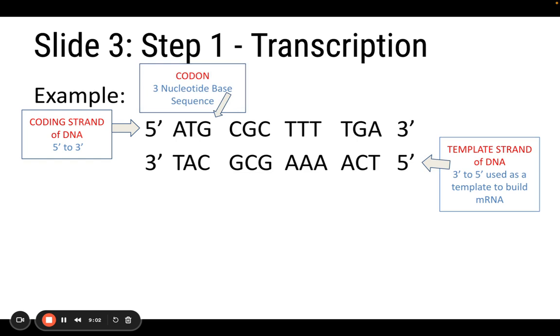I have these bases broken out into these 3-piece segments called codons, and we'll talk more about codons in a bit. But a codon, by definition, is a 3-nucleotide-based sequence. So whenever your ribosomes read the messenger RNA, they're going to read them in these 3 base segments called codons.